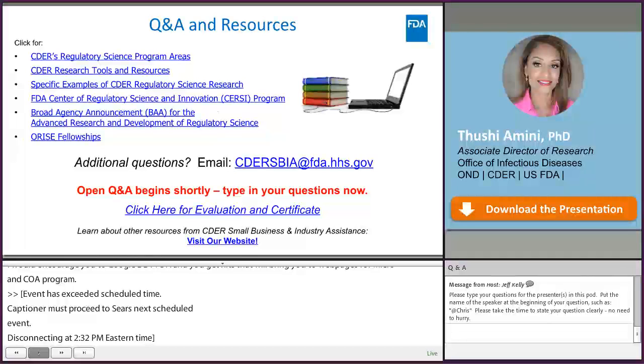So the link for our funding opportunities will also be listed in section 2.4 in the broad agency announcement. And funding opportunities can also be found on our Office of Infectious Diseases webpage. And this should be posted sometime this month.